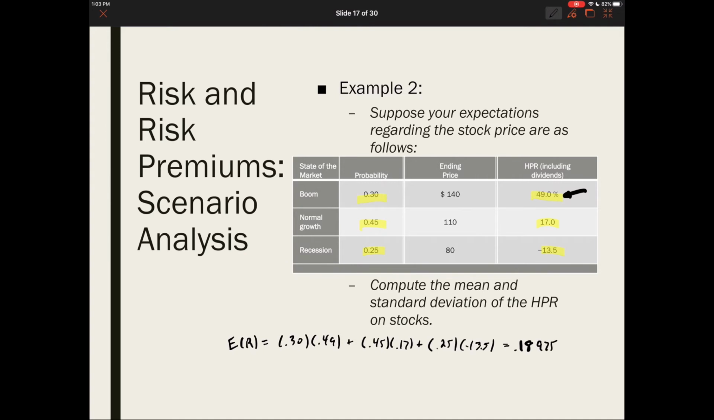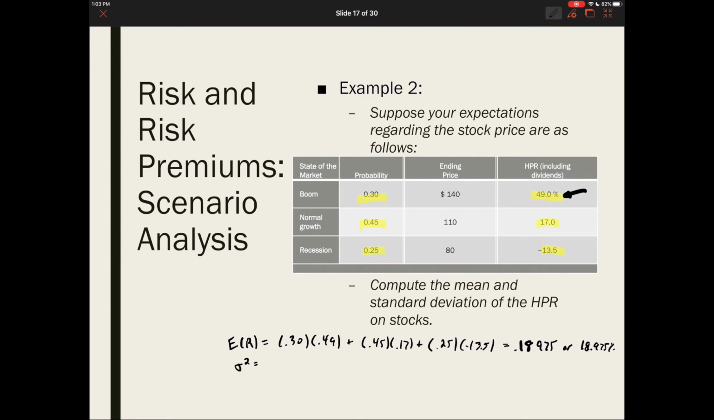0.18975 or 18.975% would be the expected return in this case. And now they want us to calculate the standard deviation. In order to calculate the standard deviation, I need to first find the variance. So what is the variance here?